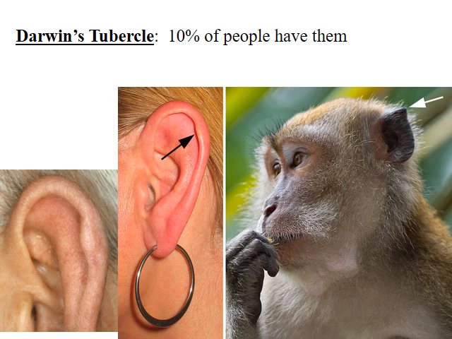Another example of this is called Darwin's tubercle. It exists right here on the ear. Here is another example, and you can see it's kind of similar. If you were able to fold the membrane of your ear outward a little bit, it would be almost exactly at this point here. About 10% of people have them.